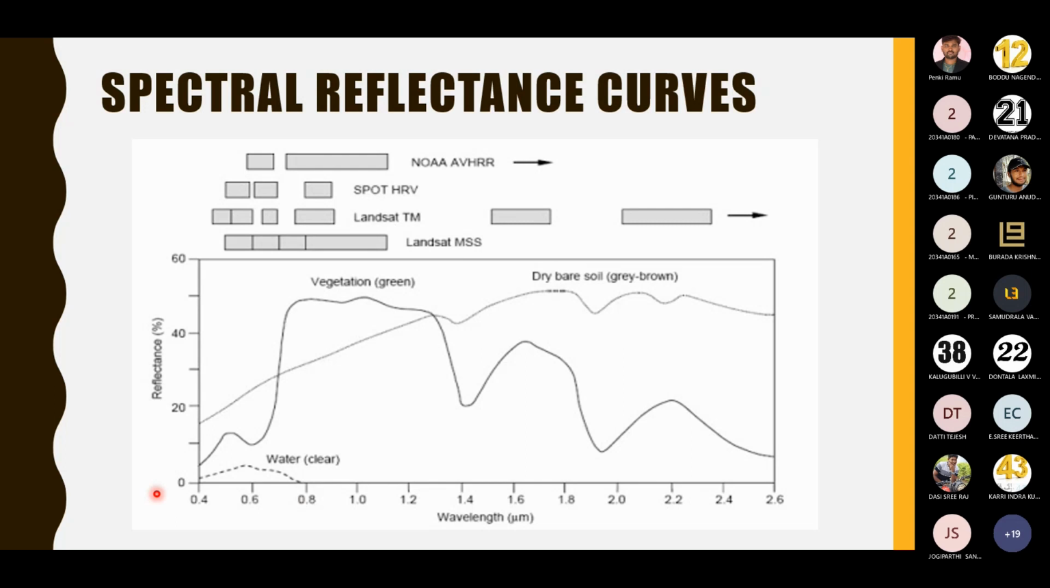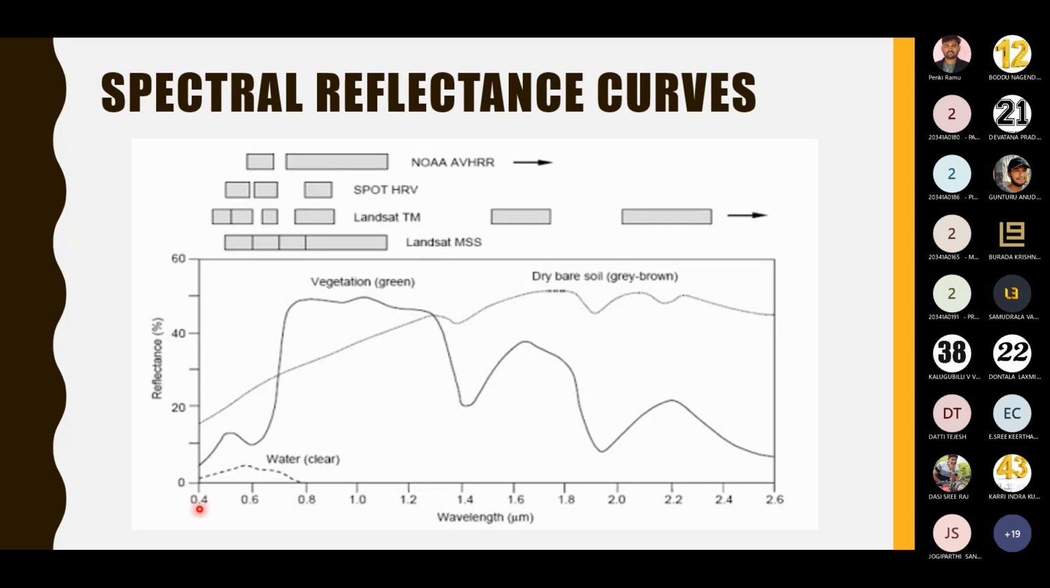If I'm talking about only 0.4 micrometer wavelength energy, it will fall onto a water body, vegetation, as well as soil. However, the way these three types of objects interact with 0.4 micrometer energy is going to be different. When this energy falls onto a water body, less than 3% of the energy will be reflected back into the atmosphere. Whereas in the case of vegetation, close to 5% of the energy will be reflected back into the atmosphere.